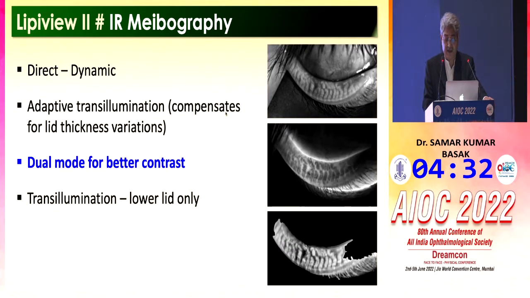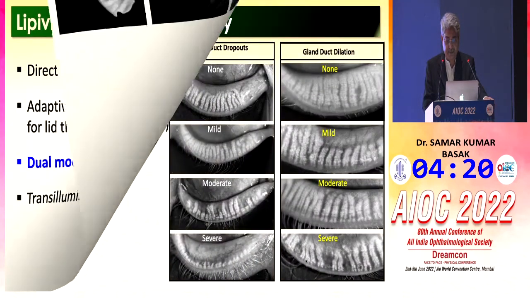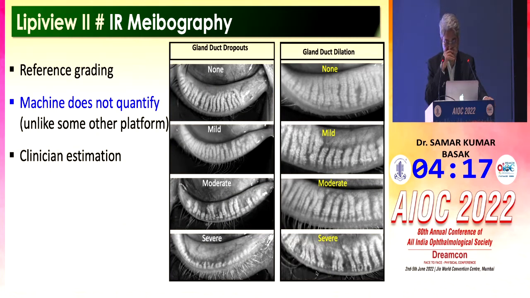Whereas the meibography part is direct and dynamic. There is also adaptive transillumination, especially for the lower lid, and dual mode for better contrast for the lower lids. On the left side, the gland dropout classification: the top one is no dropout, the second is mild gland dropout, the third is moderate, and the lowest is severe. On the right-hand side, you will see the gland duct dilatation: no dilatation, mild, moderate, and severe dilatation. These are almost all clinical.